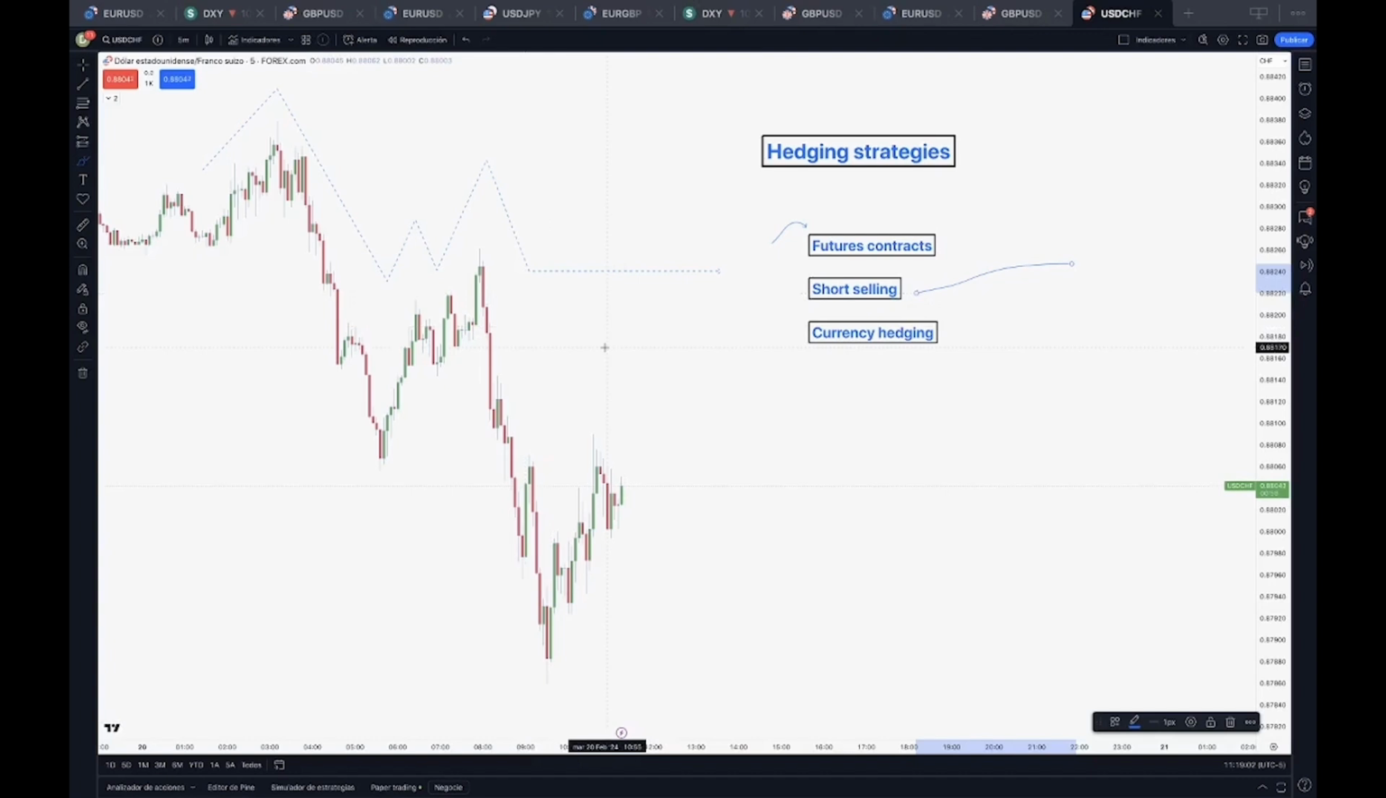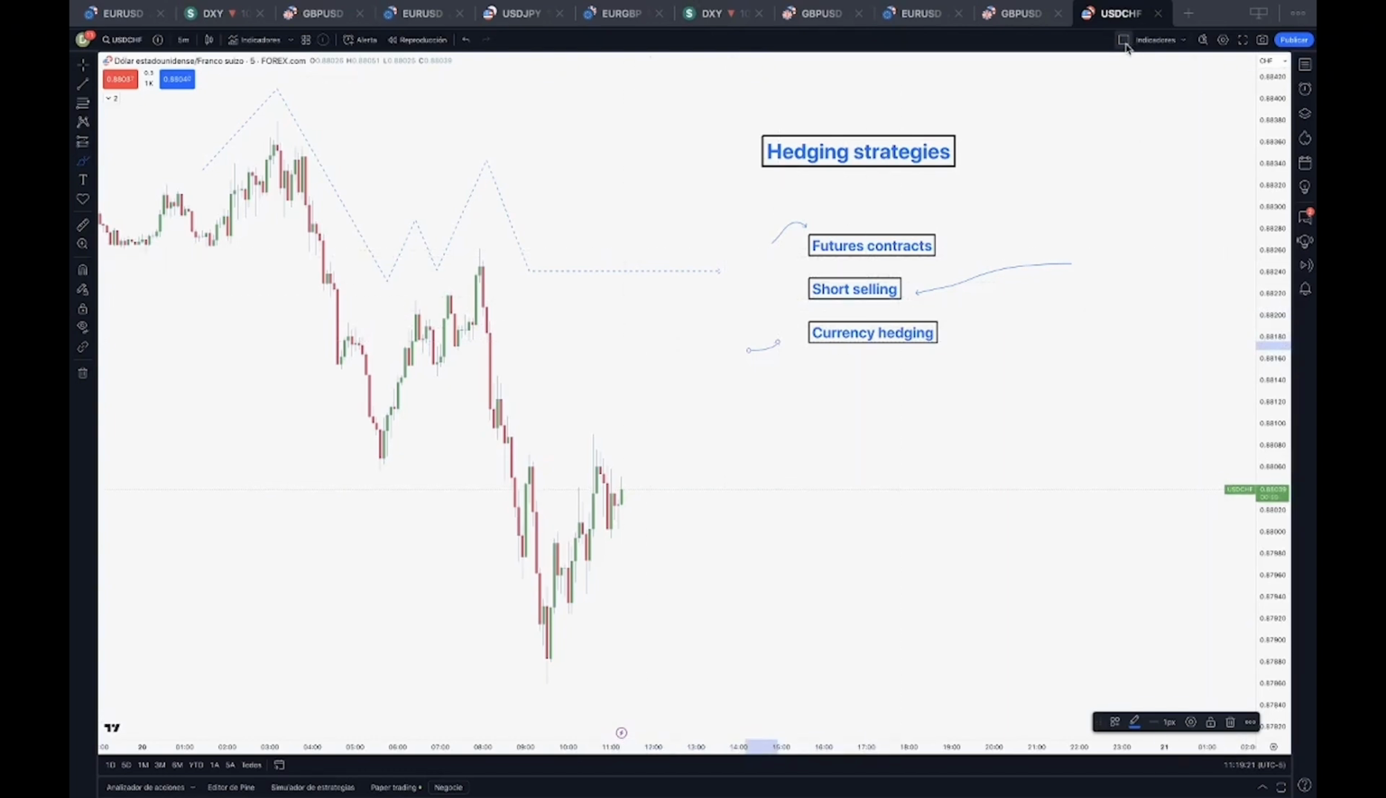And the last one is currency hedging. International investors may use currency hedging strategies to protect against fluctuations in exchange rates. This can involve using forward contracts or currency options to lock in exchange rates for future transactions.